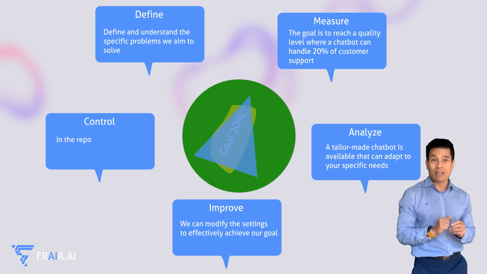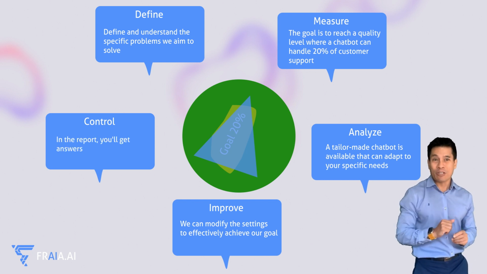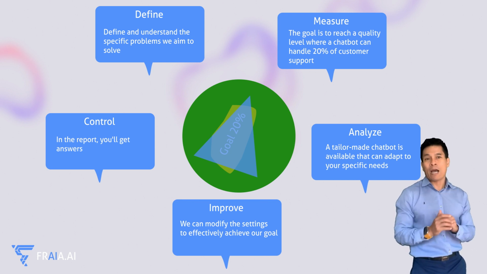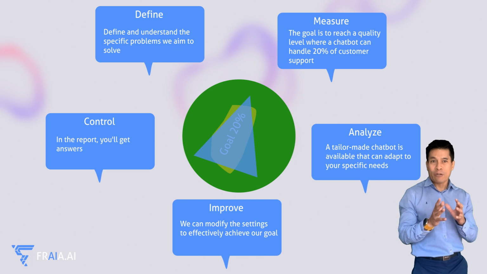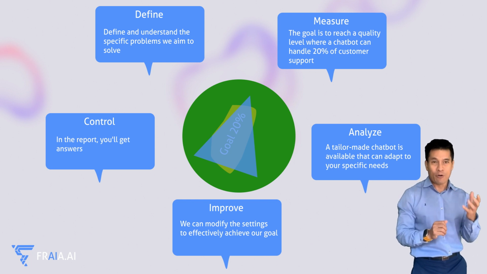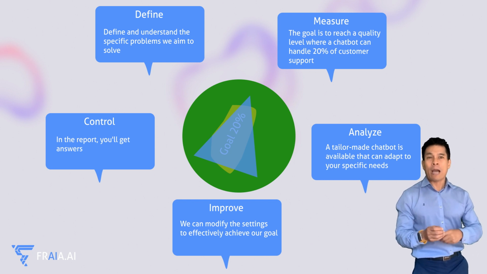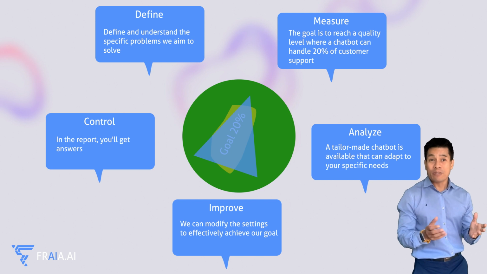Control. As we progress through the process, we reach an important phase: the report. In the report, you'll get answers to questions like: how well does it understand my context? How often does it provide the correct response? What questions does it not answer? Where does it make assumptions or guess? And more subjective areas: does it represent me? Does it respond as I would?